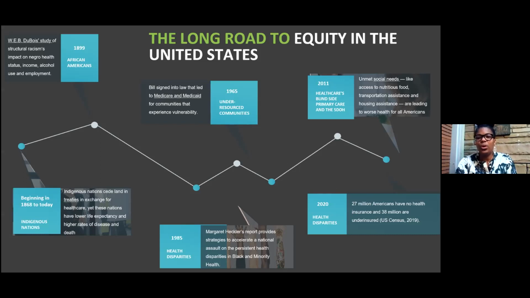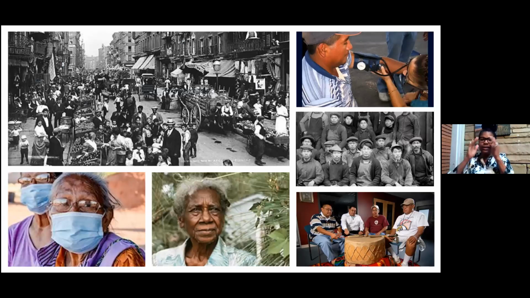And of course, we look to our current state where nearly 30 million Americans today have no form of healthcare coverage, public or private, and where 38 million are uninsured or underinsured. So this brief history is important for us to understand the context of primary care today.